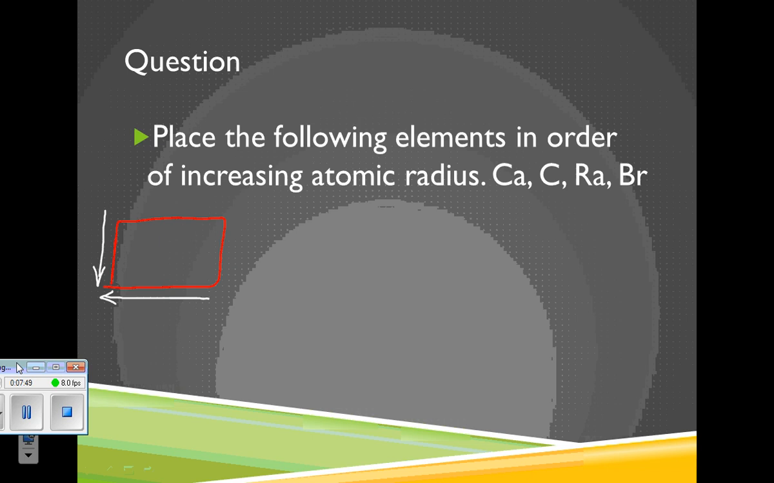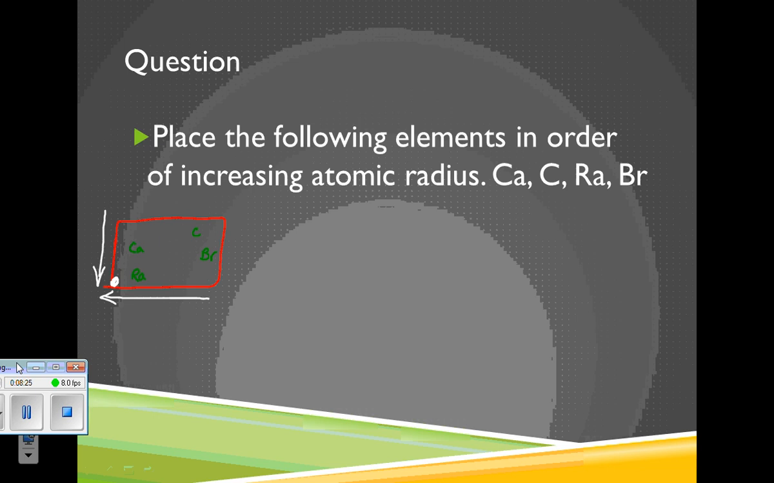And so calcium is right about there on our periodic table. And carbon is right about there. Ra, that is radium, is down here on the periodic table. And bromine is over here on the periodic table. So we know that the largest one is going to be down here in this area of the table, and smallest is going to be the right corner.